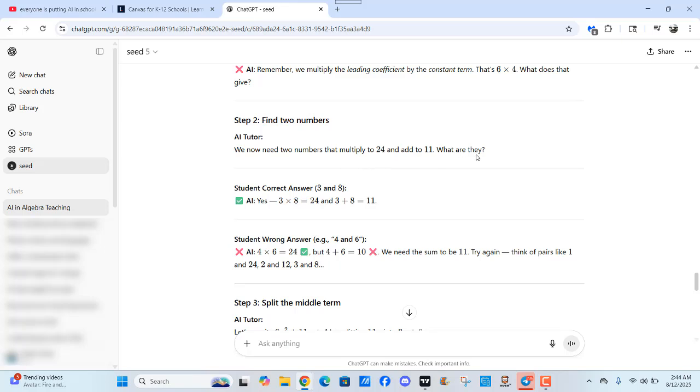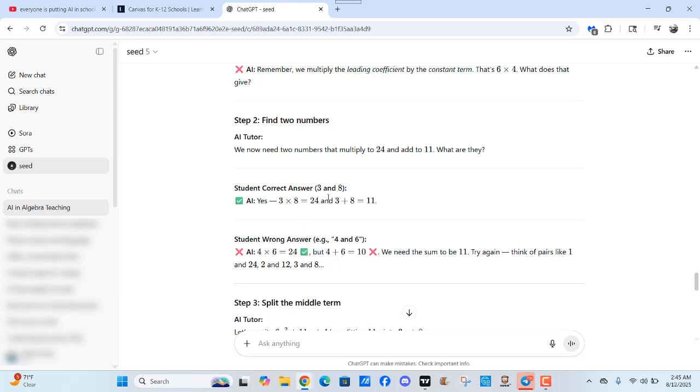What are they? This is where students need to know their knowledge of factoring and basic multiplication. Two numbers that multiply to 24 and add to 11. Well, you've got to think, what multiplies to 24? 24 and 1, 12 and 2, 3 and 8. And out of those, 3 and 8 is what you need. Let's see what AI says.